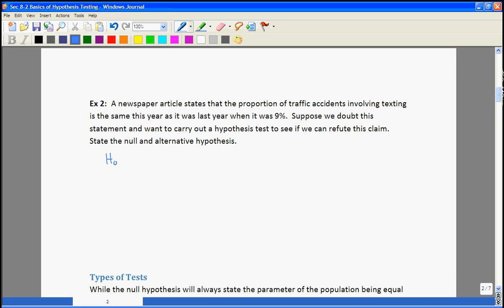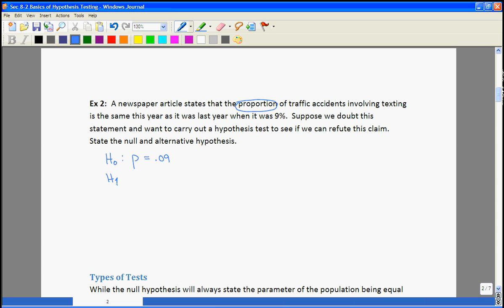the article, or H sub naught, the null hypothesis, is saying that traffic accidents are 9%. Notice that we have proportion here, so I'm not going to use mu as my notation. I'm going to use P for proportion. So the newspaper is saying that it's the same this year as it was last year, that P is equal to 0.09 if I change my 9% into a decimal.